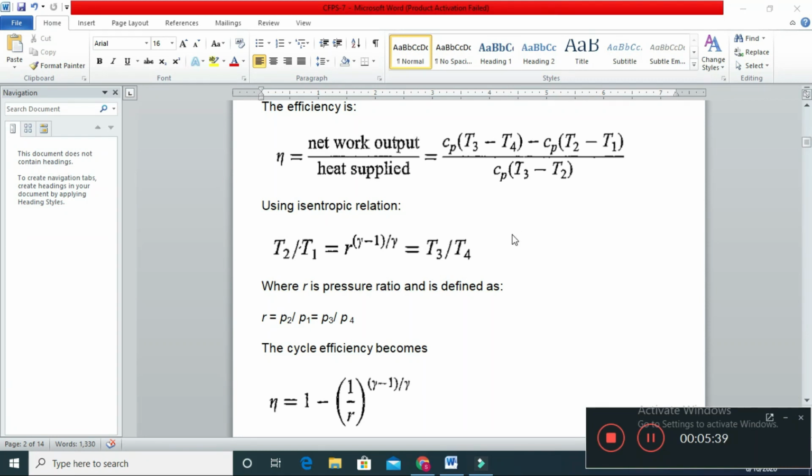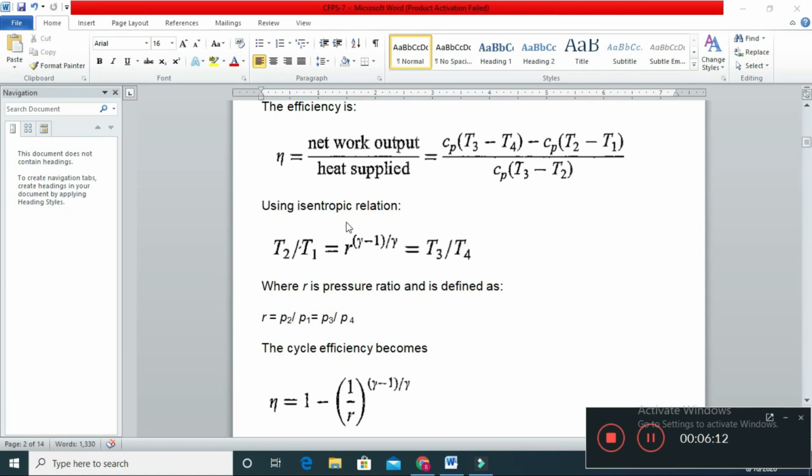Then we can use the isentropic relation for the compression process and for the turbine process. In this formula, r is compression ratio or pressure ratio. Pressure ratio is P2 over P1 equal to P3 over P4. Compressor outlet pressure divided by compressor inlet pressure is pressure ratio, or the turbine inlet pressure divided by turbine outlet pressure.